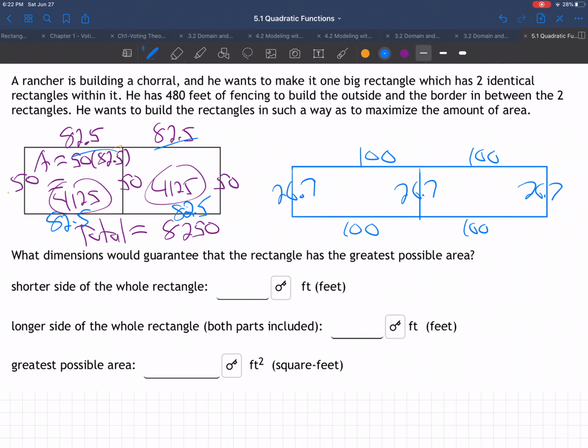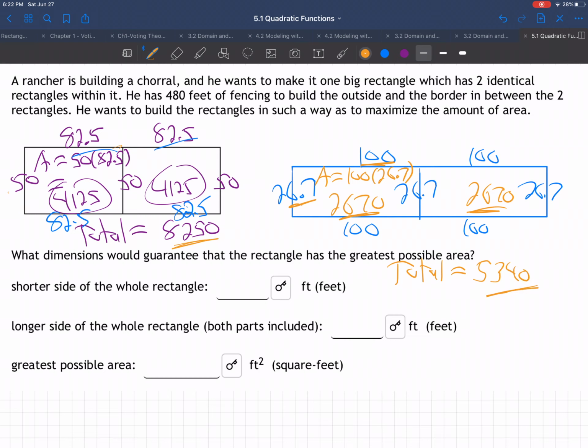And what would be the area here? Well, the area would be the 100 times the 26.7, right? It's one side times the other. So that would be 2670. This would be 2670. Add those two up. The total of that, whatever 2670 times 2 is, 5340.